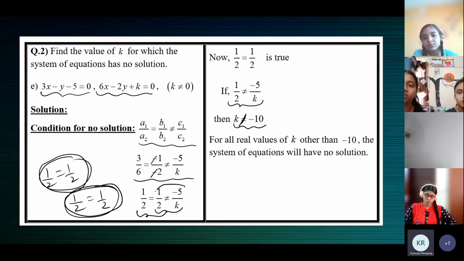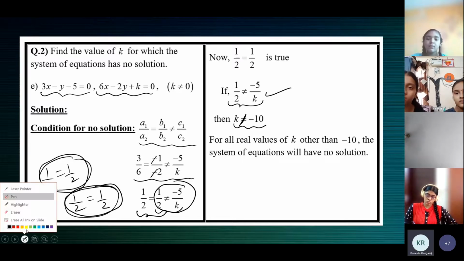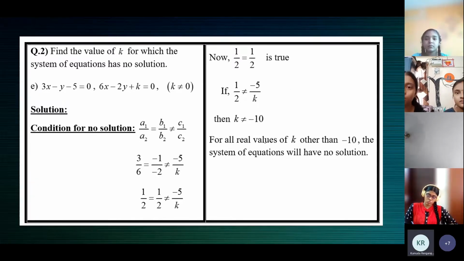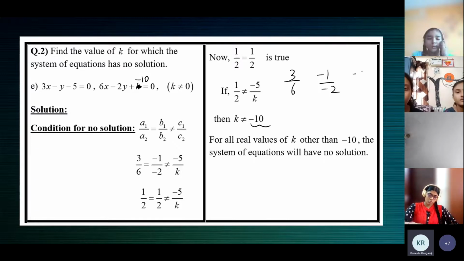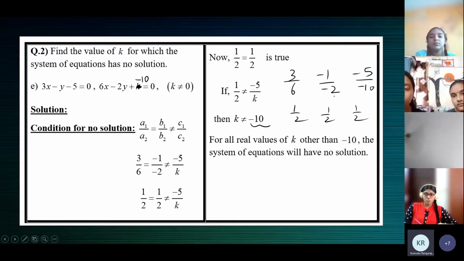When you look at this part, half is not equal to minus 5 by k, you get k should not be equal to minus 10. So that means for all real values of k other than minus 10, the system of equations will have no solution. We'll check it, you will understand better. When k takes the value minus 10, you will get 3 by 6, minus 1 by minus 2, minus 5 by minus 10. So you will get 1 by 2, 1 by 2, 1 by 2. Infinitely many solutions.